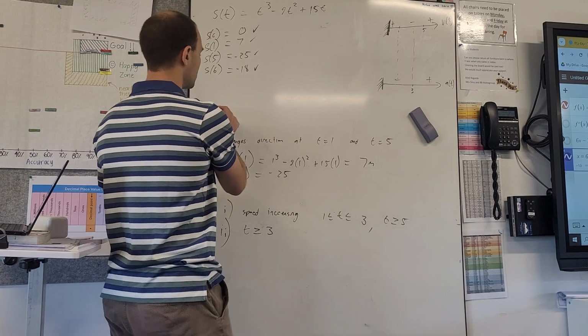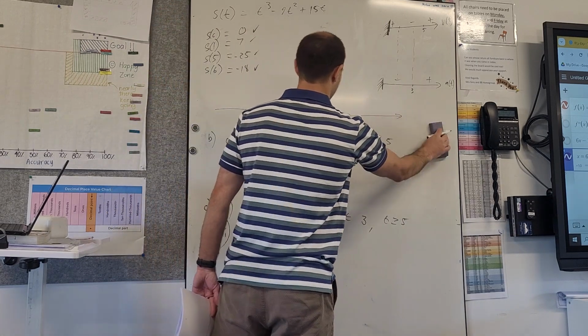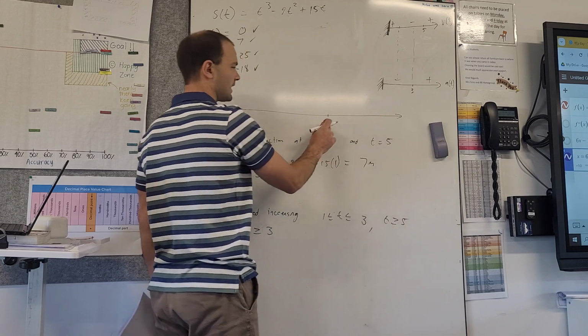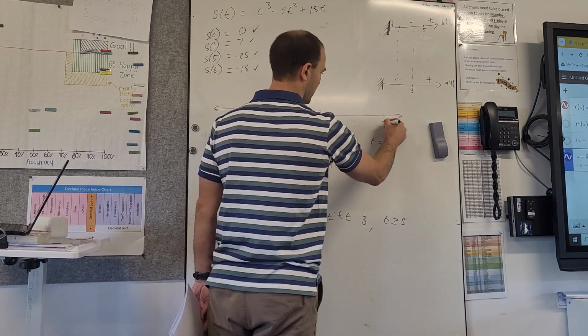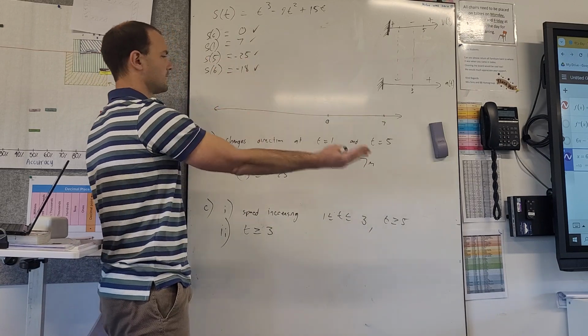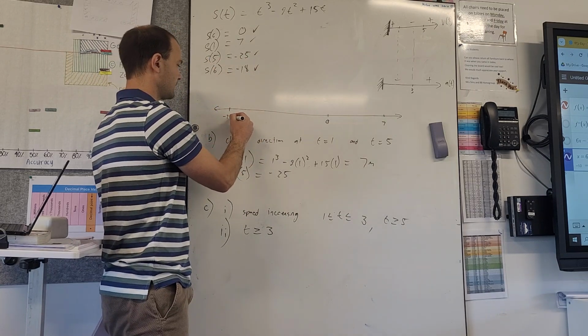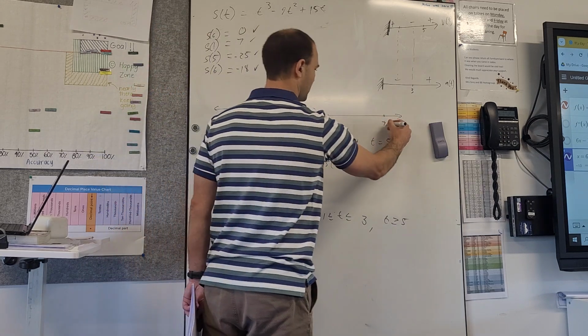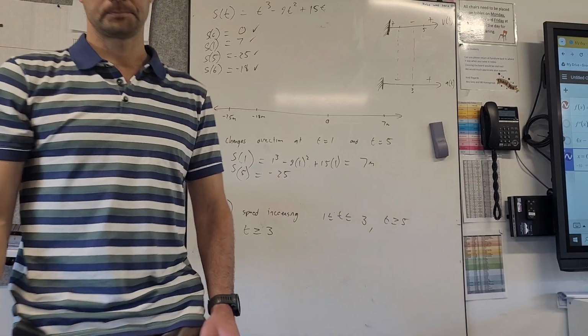So here's what a motion diagram is. It's a horizontal axis. I'm going to say that's where we start, that's the point of origin. The furthest it goes to the right is 7 meters. The furthest it goes to the left is minus 25 meters. And then there's this minus 18 meters in here. I'm not drawing it perfectly to scale, but that's okay.